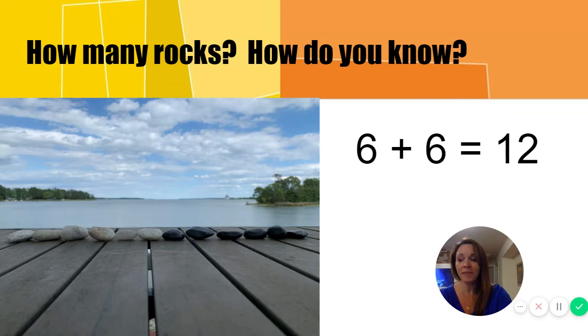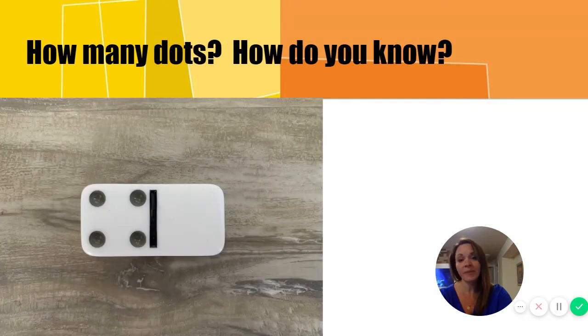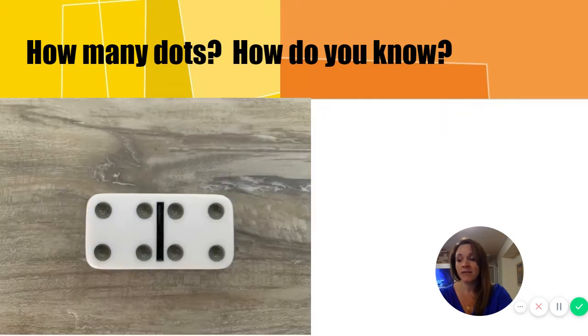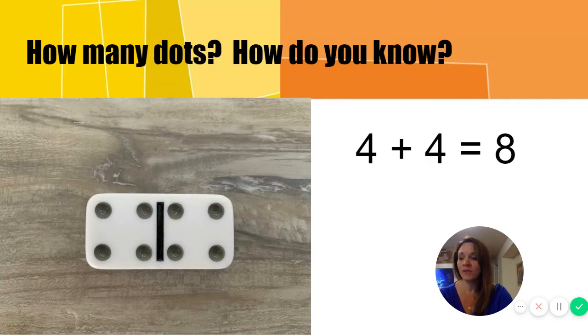Let's try some domino images to practice doubling. How many dots do you see? We see 4 dots. What happens if we double it? Double 4 is 8. 4 plus 4 equals 8.